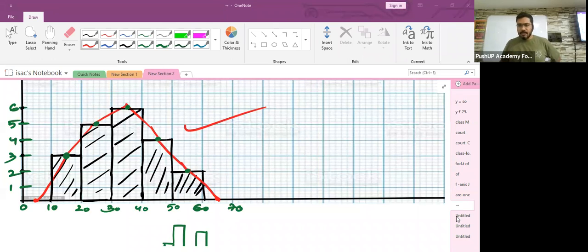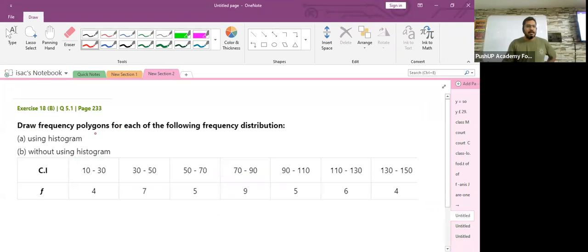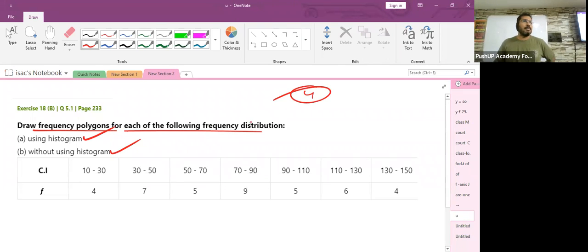Okay, next question. Would you like to do this on your own? Draw frequency polygons for each of the following frequency distribution tables using a histogram and without using a histogram. Children, let me tell you something. Nobody is going to ask you to draw a frequency polygon by using a histogram and without using a histogram in the very same question, because the maximum weightage given will be 4 marks. So 4 marks cannot be distributed for such a big question, where first you are drawing a frequency polygon using a histogram, then you are drawing a frequency polygon without using a histogram.